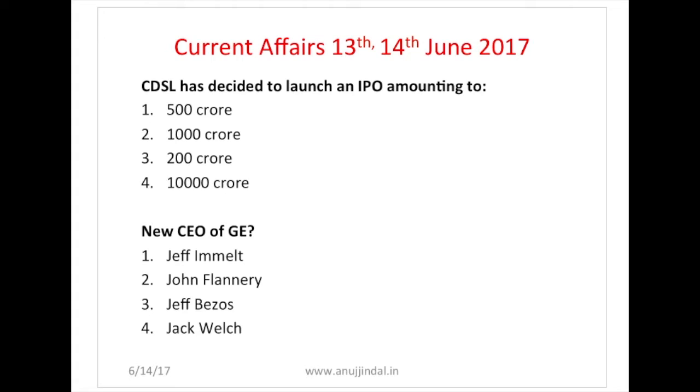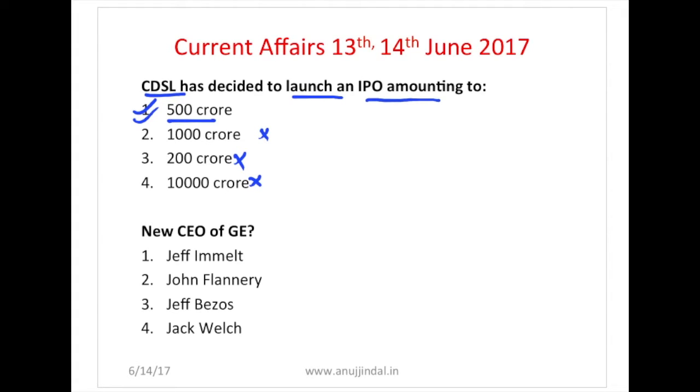Let's look at the next one. The next one is CDSL, or Central Depository Services Limited, has decided to launch an IPO amounting to, what is the amount of IPO that has been decided to be launched by CDSL? The answer is 500 crore. Not 1000, not 200, not 10,000 crore. The answer is 500 crore.